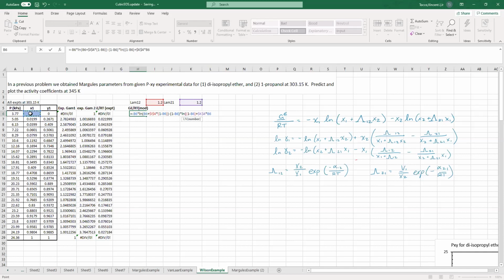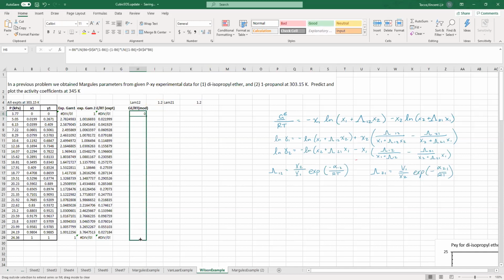Let's see, close out that parenthesis. Okay, that is a good sign. Let's copy this all the way down. Okay, we don't have very good agreement yet. That's probably because I just haven't fit these parameters yet.